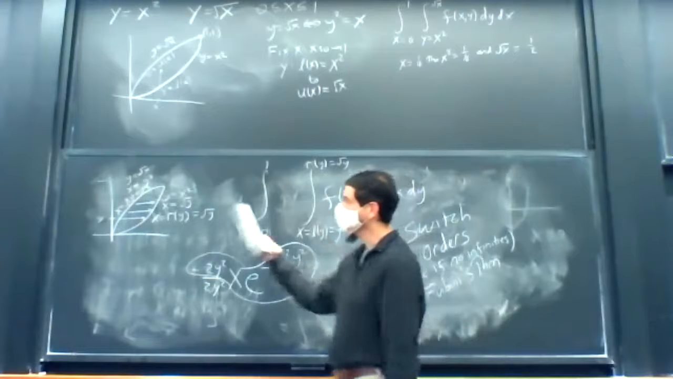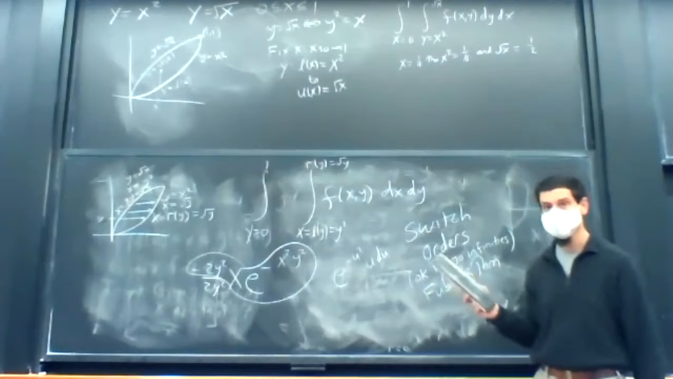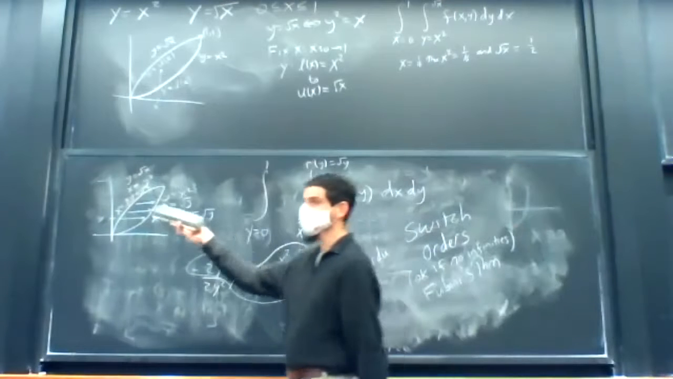All right, so this is the theory of horizontally and vertically simple regions. You need to know how to find the inverse functions. You need to carefully write down the upper and the lower bounds.